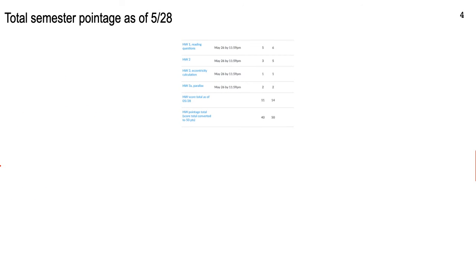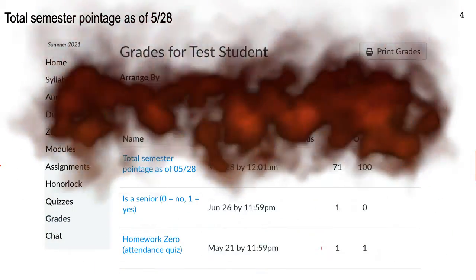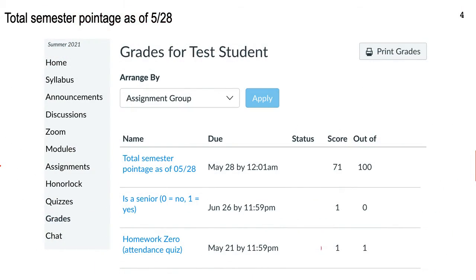Now we've got a midterm as well. Let's say that you got a 31 out of 50. You can see the other exams are still empty here, of course. So that means you've got 71 total. At the top of the grades page, if you organize it by assignment group, the total semester pointage would be 71 out of 100. So that would be right here.